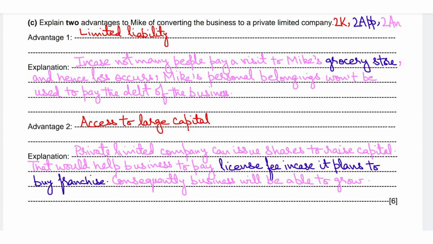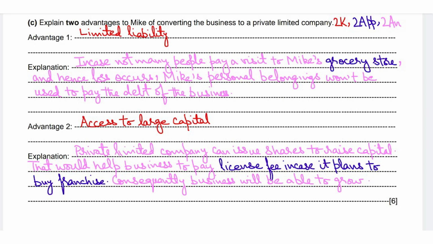In case not many people pay a visit to Mike's grocery store, right? Again, relevant that people have to pay a visit. It's a type of business where people pay a visit, right? It's a grocery store. So relevant information, application. So I colored it blue. So pay a visit to Mike's grocery store and hence loss occurs. Mike's personal belongings won't be used to pay the debt of the business. So I mentioned how limited liability is an advantage, right? This is my analysis. And I mentioned application here as well. So I'm done with knowledge, application, analysis as far as advantage 1 is concerned.